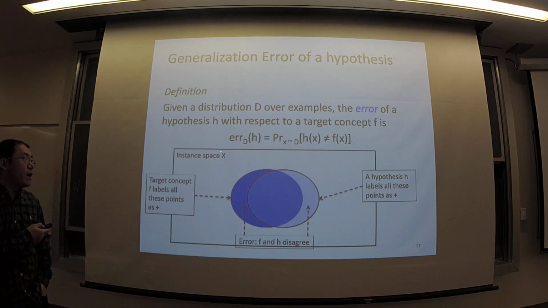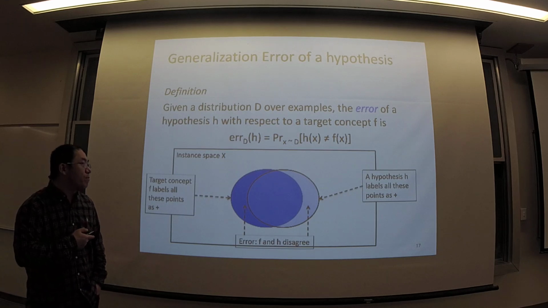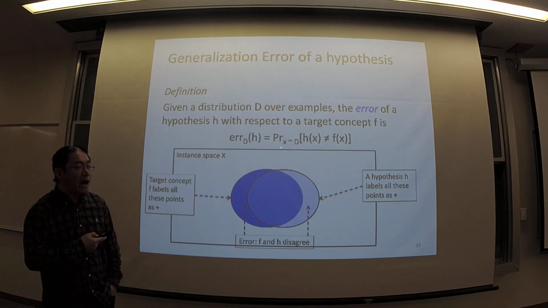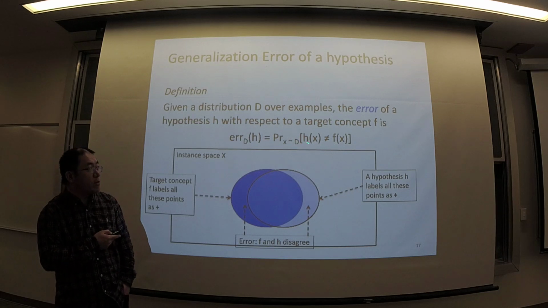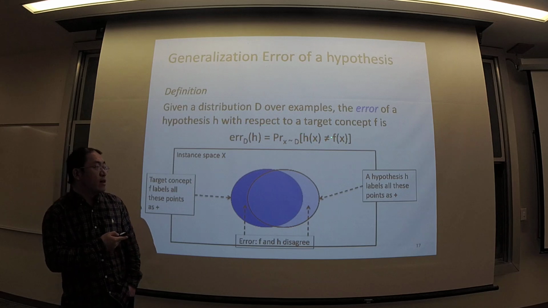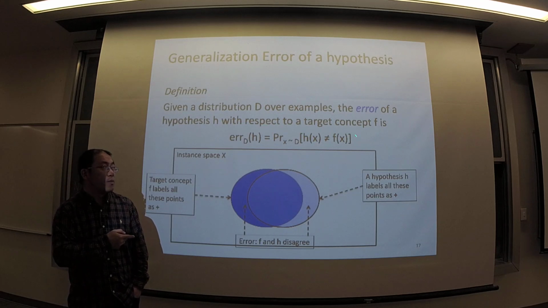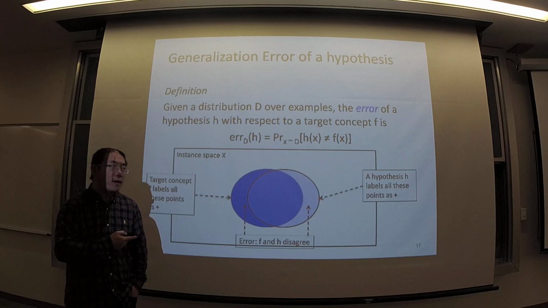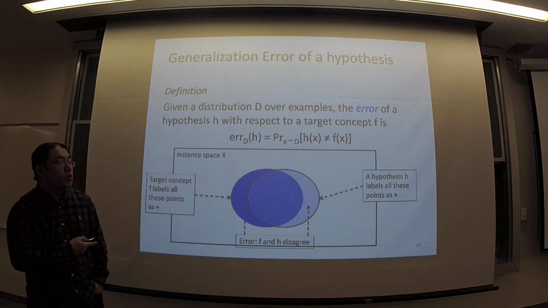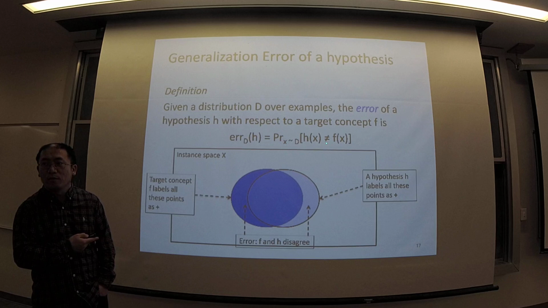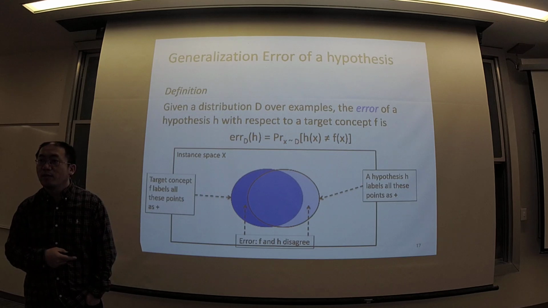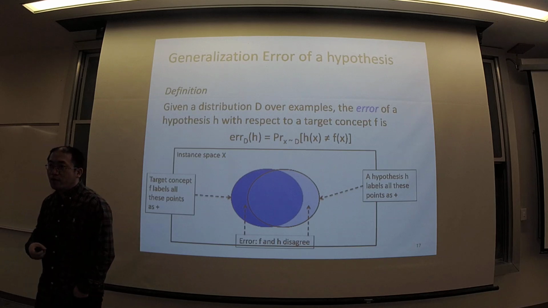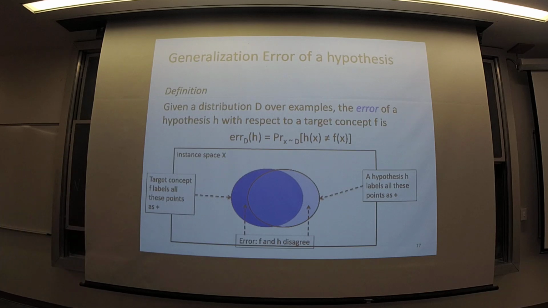And we define the generalization error as the probability that for an arbitrary example sampled from data distribution D, the prediction made by a learned hypothesis is inconsistent with the prediction made by the ground truth. So basically, what is the probability that your learned hypothesis makes a wrong prediction under this data distribution D? This is the definition of the generalization error, or true error.